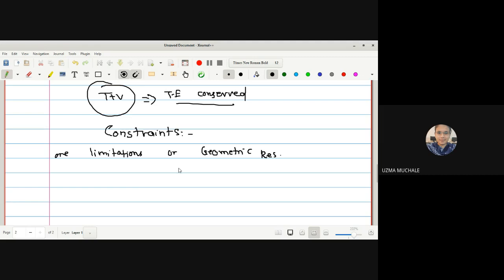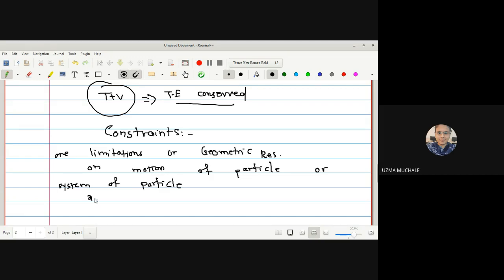Constraints are the limitation or geometric restriction on the motion of a particle or the system of particles. These are relations between the coordinates and time t.